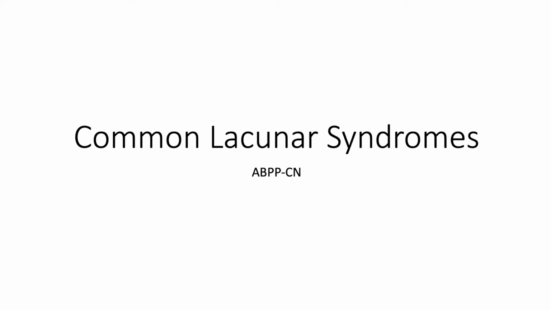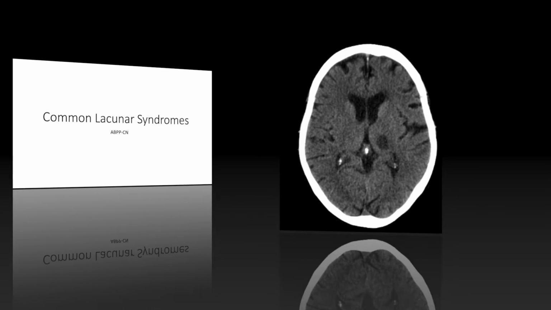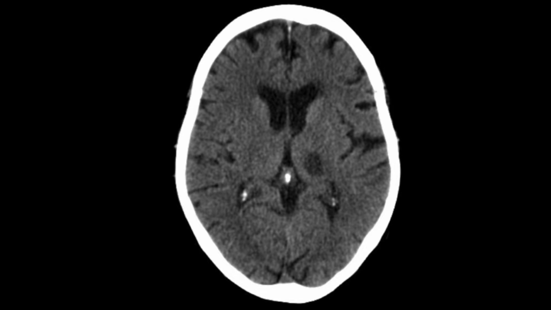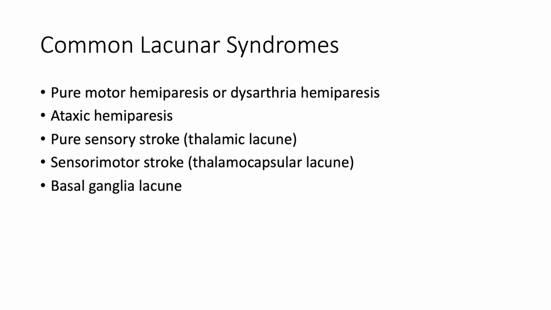Let's go over the 5 most common lacunar syndromes covered by Blumenfeld. First of all, lacunar infarcts are small subcortical infarcts, less than 1.5 centimeters, related to occlusion or stenosis of small penetrating branches of the MCA, PCA, or basilar artery, including the lenticulostriate arteries. Lacunes are frequently associated with chronic hypertension. These are the 5 most common lacunar syndromes that we're going to go over.